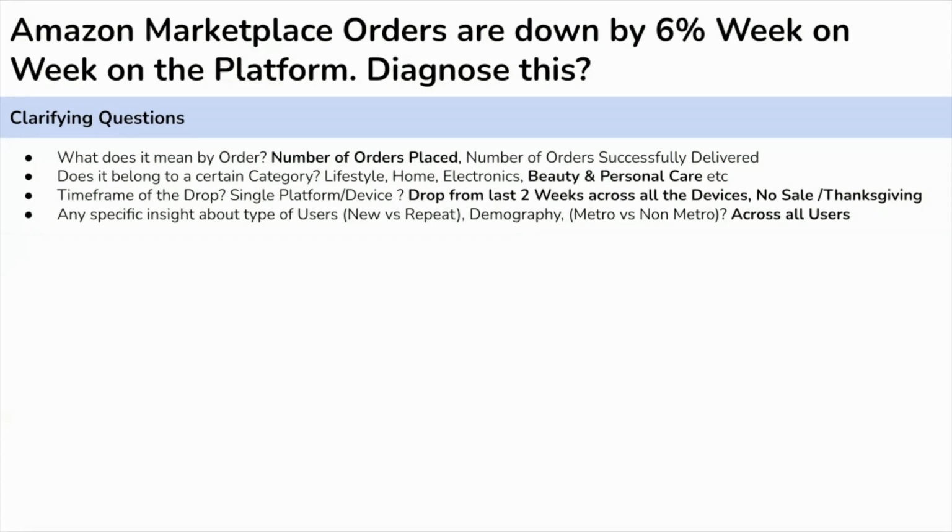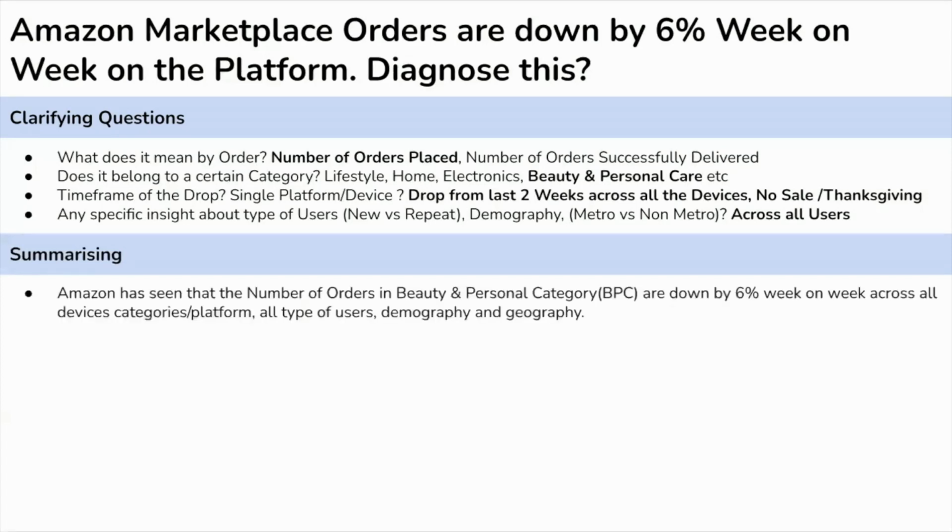So it is time to summarize whatever we have discussed till now. Amazon has seen a 6% drop in the number of orders week on week for the last 2 weeks in the beauty and personal care category. And this drop is seen across user cohort, geography and demography. And this is not related to any big sale event as such.